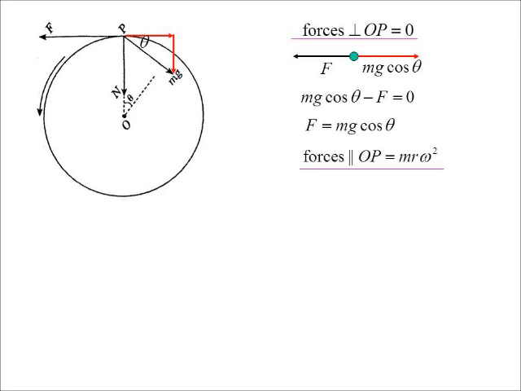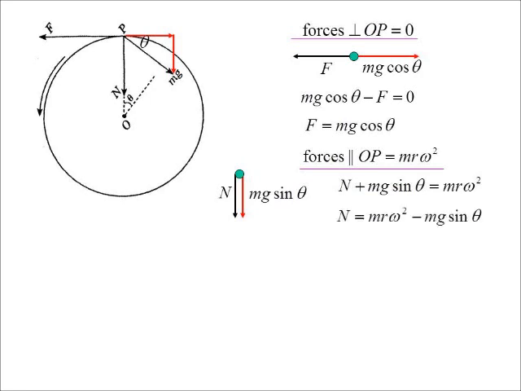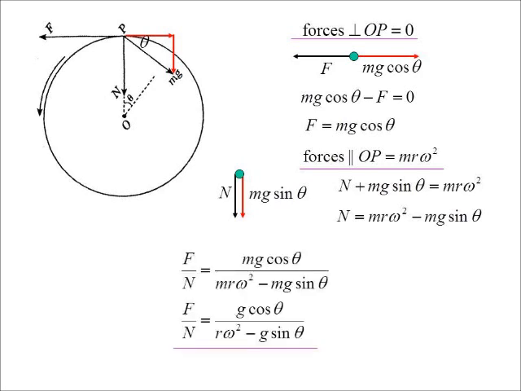Now if I look at them parallel, circular motion, our resultant force is purely vertical here. We'll have the normal force going down, we'll have a component of gravity going down. So N plus mg sin theta will be m r omega squared. So N is m r omega squared minus mg sin theta. Okay, we want an expression for F over N. So now I can just substitute in. Mass divides through, and I get g cos theta on r omega squared minus g sin theta.